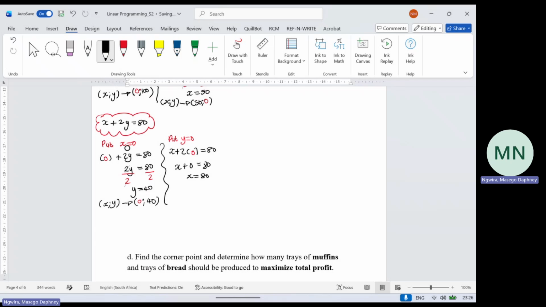Okay, then therefore it means that my (x, y) will be, when my x is 80, sorry, not 40, 80. When my x is 80, then my y is 0. So this is my other point. Okay, so I have all my points.